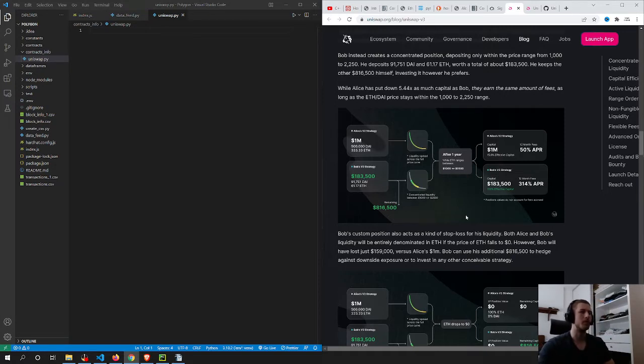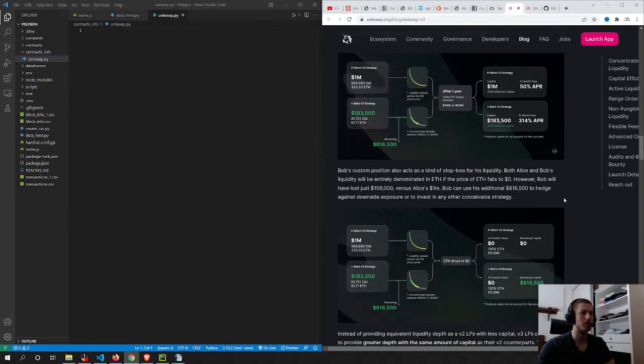Bob's custom position also acts as a kind of stop loss for his liquidity. Both Alice and Bob's liquidity will be entirely dominated if the price of ETH falls to 0. However, Bob will have lost just 159,000 versus Alice's 1 million. Bob can use his additional 800,000 to hedge against downside exposure or to invest in any other conceivable strategy.